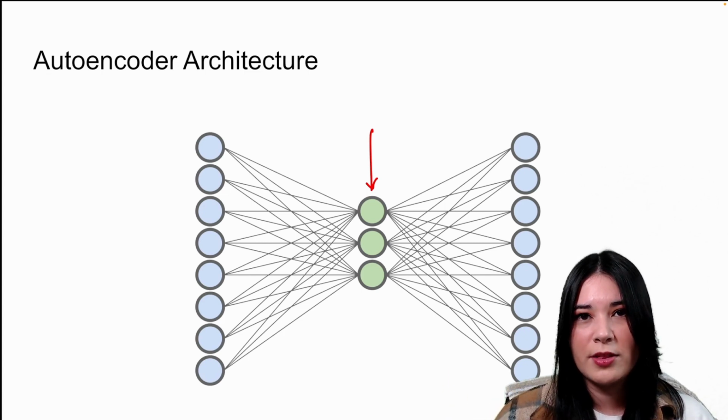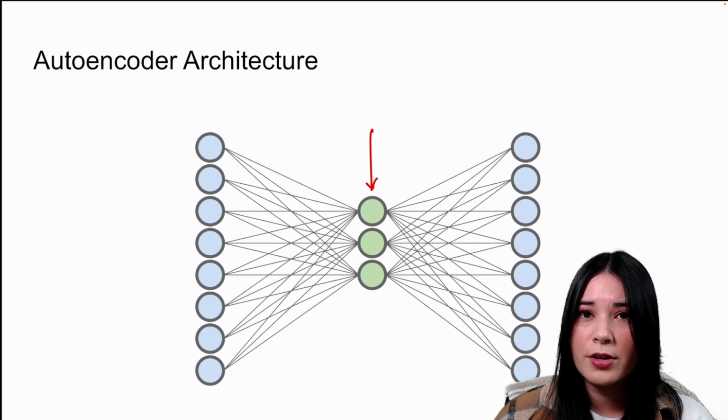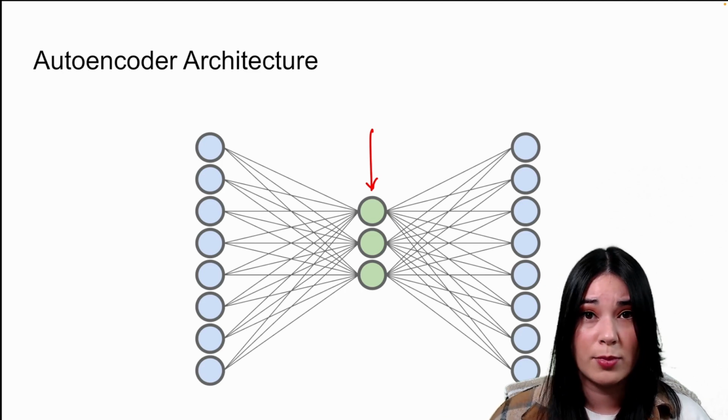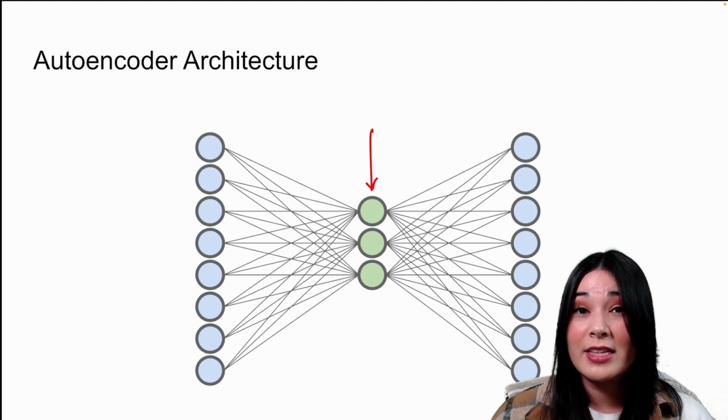And lastly, we talked about the fact that we don't have to use simple feed-forward architectures for our encoders. We can also include things like convolutional layers, which allow us to build an autoencoder that compresses and then uncompresses an image.